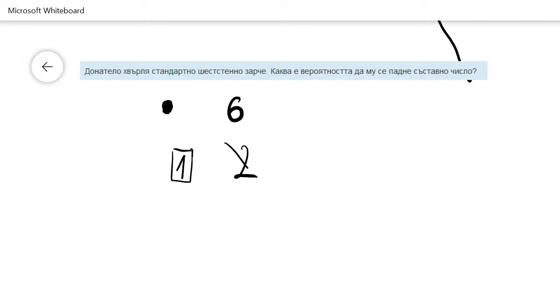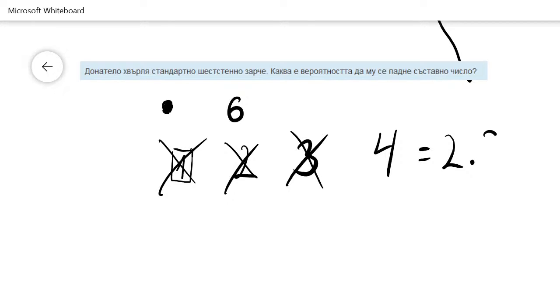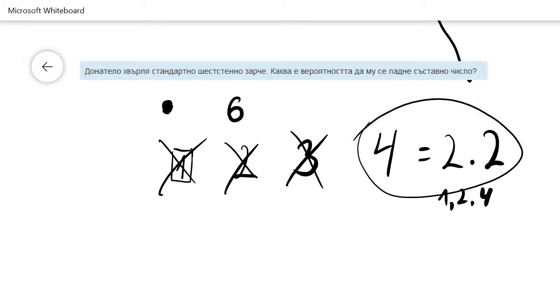2 is a prime number. 3 is also a prime number. 4 isn't a prime number because it is 2 multiplied by 2 and has divisors 1, 2, and 4. So it isn't just 1 and 4, it's 1, 2, and 4. It's not prime. 5 is prime, so we can't use it. And 6 is equal to 2 multiplied by 3 and has divisors 1, 2, 3, and 6.